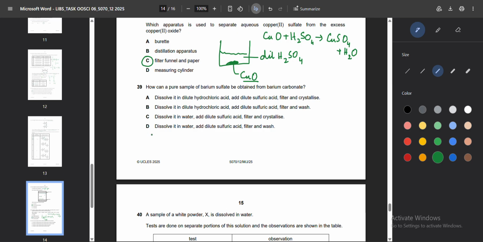Now let's see which option would be the correct one. If we write the reaction of barium carbonate plus sulfuric acid, the product is barium sulfate plus, from carbonate, carbon dioxide gas will come out, plus water.